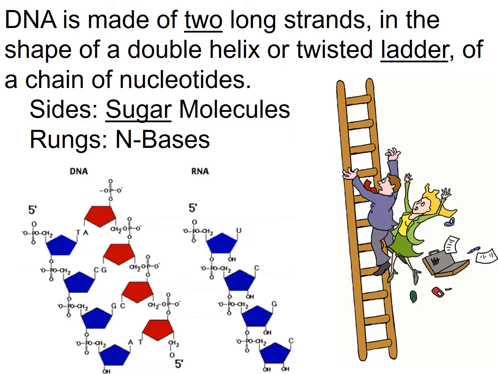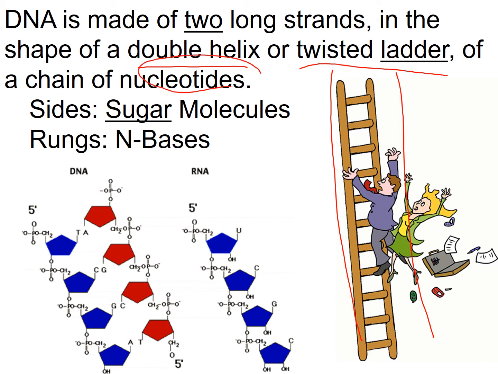Now, DNA is two long strands, and remember it's shaped as a double helix, or sometimes we call it a twisted ladder of nucleotides. The sides, which is this, or this, as you can see, which is the pentose, is the sugar molecule. That sugar molecule is deoxyribose. Now the N bases are here, and the N bases would be adenine, guanine, thymine, cytosine.